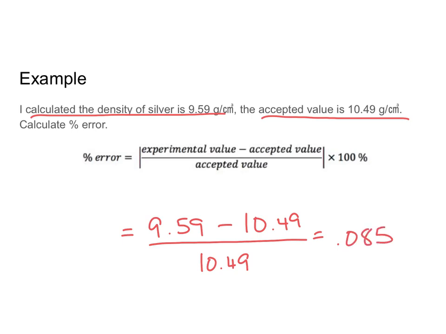And I get something like 0.085, but it's negative. Well, remember the absolute value is in there, so any number that comes out is going to be positive, so that negative doesn't really need to be there. And all we're going to do next is just multiply it by 100. So I'll take the 0.085 and multiply it by 100. So the total answer is going to be 8.5%. So when I'm comparing it, I'm only off by 8.5%.